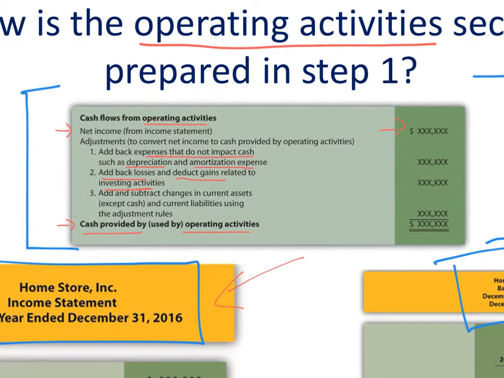And we want to deduct any gains. So let's say we sold a building and had a gain. That's going to be added in the income statement to get to net income up here, and so we're going to deduct it to get that out of here because it doesn't relate to our day-to-day operations. And then lastly, we're going to add and subtract changes in current assets and current liabilities. And I'll talk much more about that in just a minute.